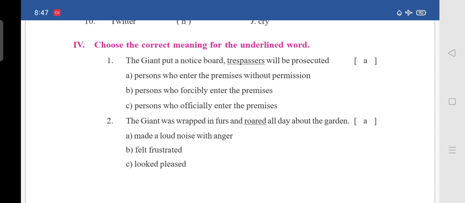See the second. The Giant was wrapped in furs and roared all day about the garden. So here the underlined word is roared. So what is the meaning of roared? Made a loud noise with anger, felt frustrated, looked pleased. Which one? Yes, it is A. Made a loud noise with anger. Second one is A.